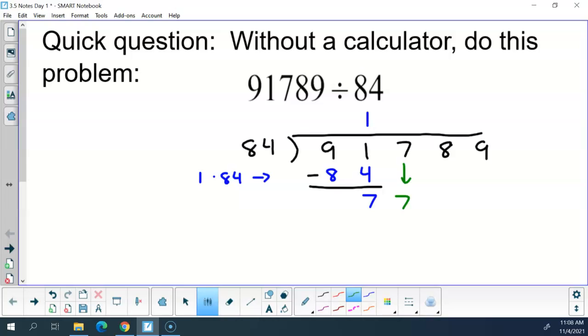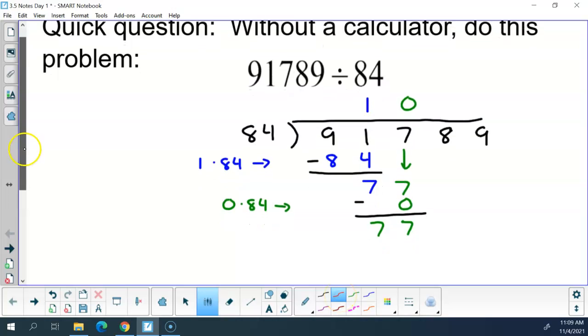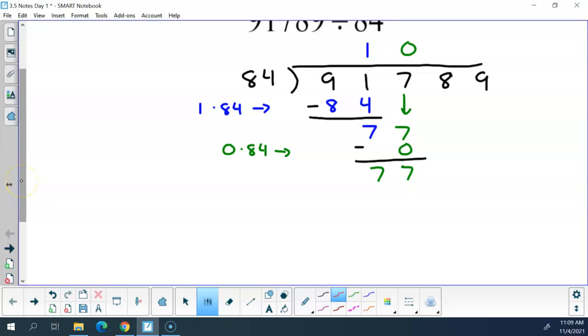How many times does 84 go into 77? 0 times. So then this line is 0 times 84, which is 0. And then I subtract. That gives me 77. Now what? Now we can drop the 8. How many times does 84 go into 778?